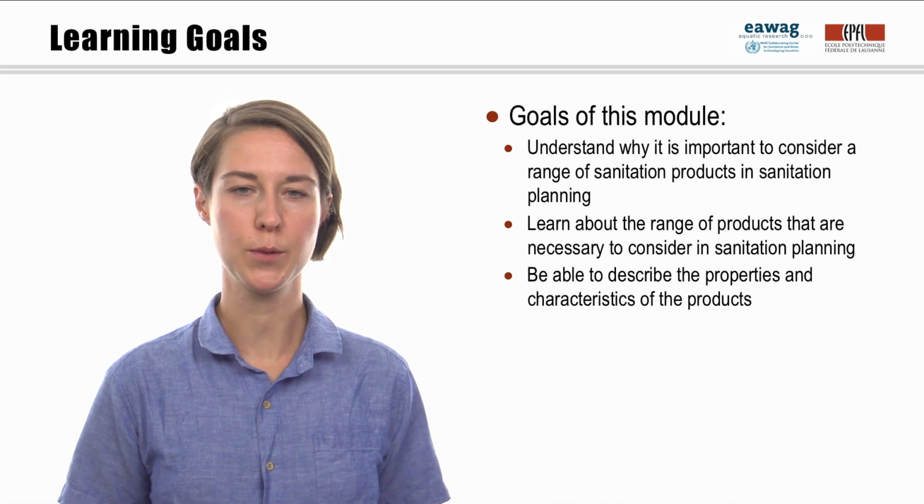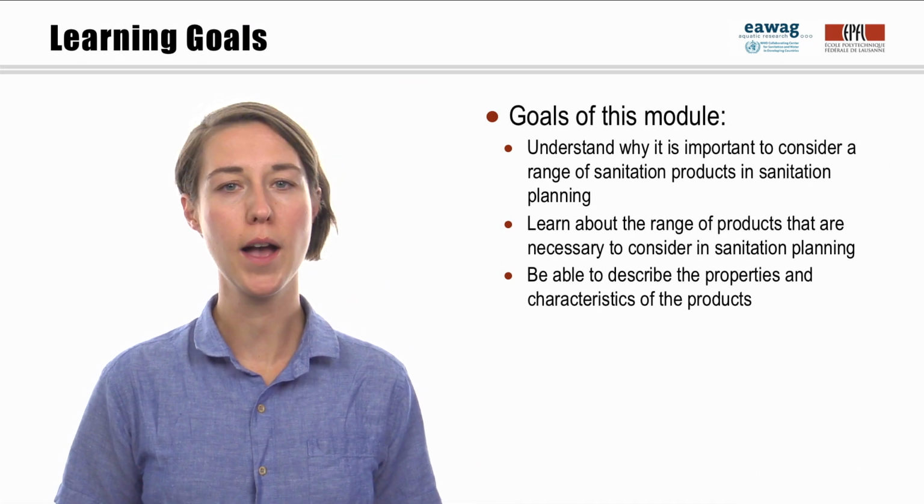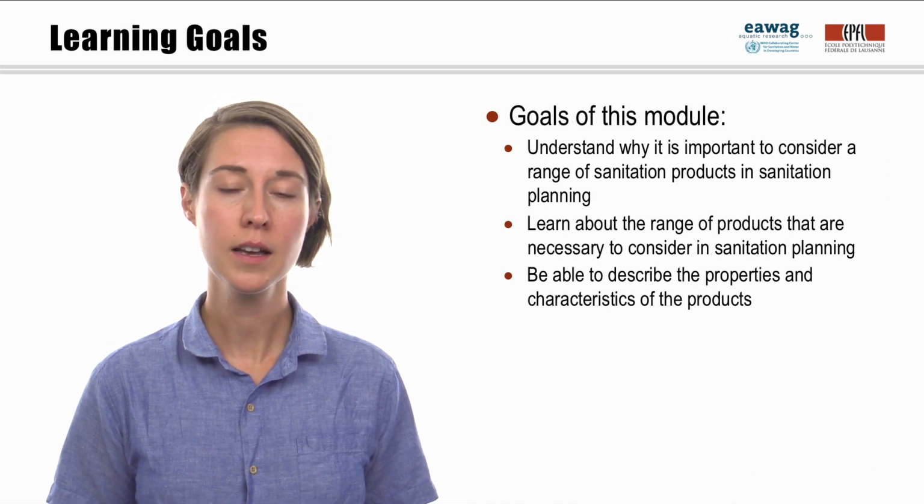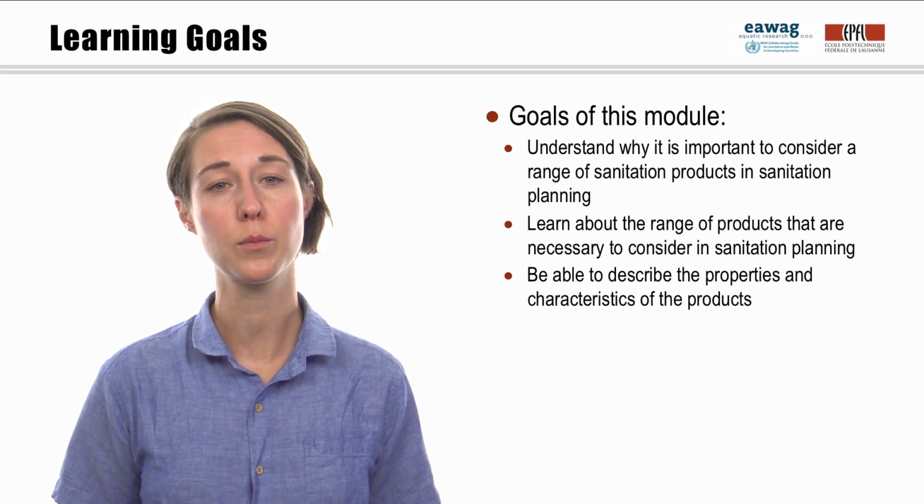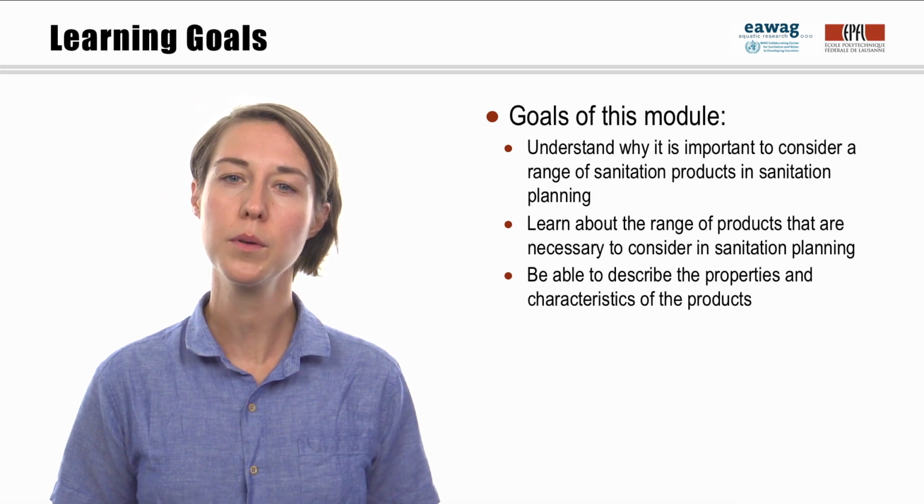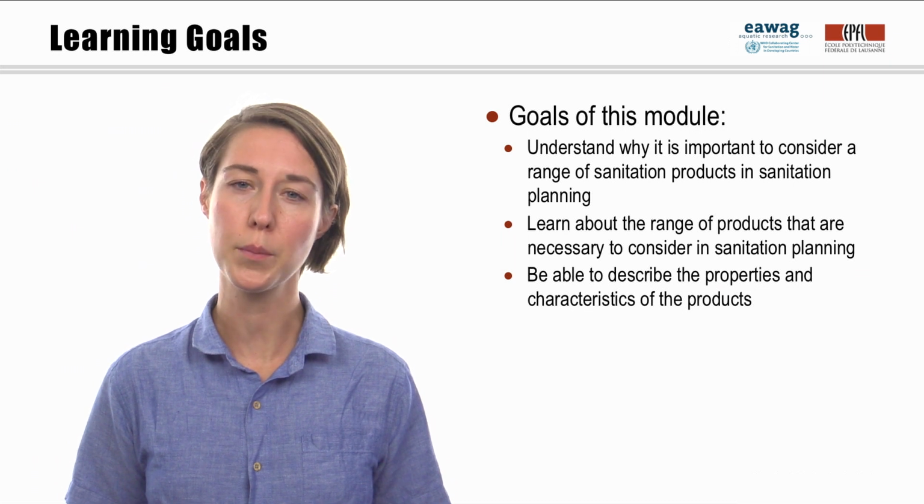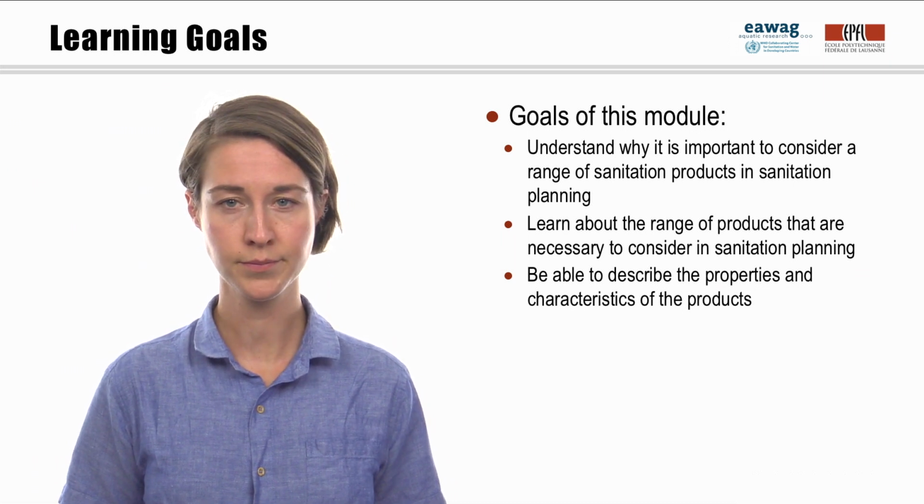We have three goals in this module. The first is to understand why it is important to consider a range of sanitation products when you're planning a system. Secondly is to learn about what those different products are. And third is to be able to describe the characteristics of each of those products so we know how to best treat and potentially use them later on.